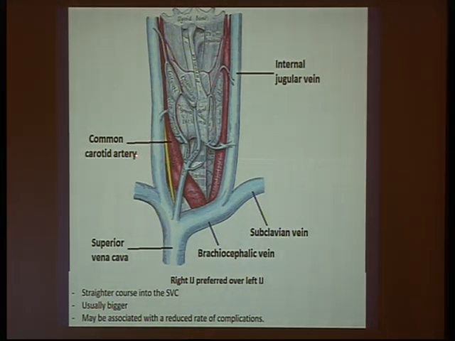Right internal jugular is preferred for cannulation compared to the left one. Straighter course, bigger one, lower side.